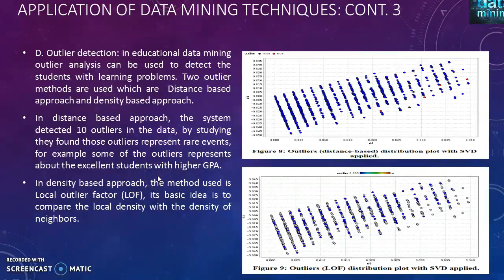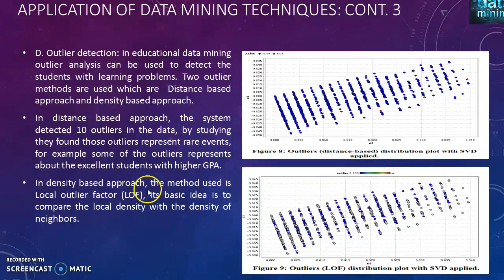Applications of data mining techniques, continuation, part 3. Coming to the final part, the outlier detection. By this we'll know how many excellent students are particularly different from the average, very good and good students. In educational data mining, outlier analysis can be used to detect students with learning problems. Two outlier methods are used. One is the distance-based approach and the other is the density-based approach. In the distance-based approach, the system detected 10 outliers in the data. By studying them, they found those outliers represent rare events, which is higher GPA, the excellent students.